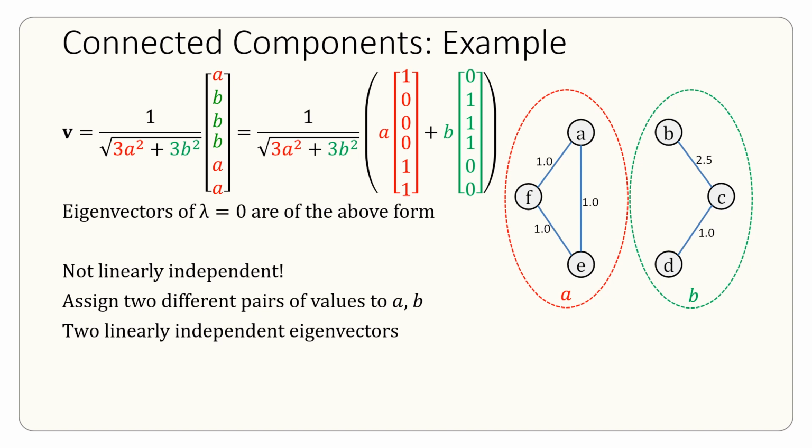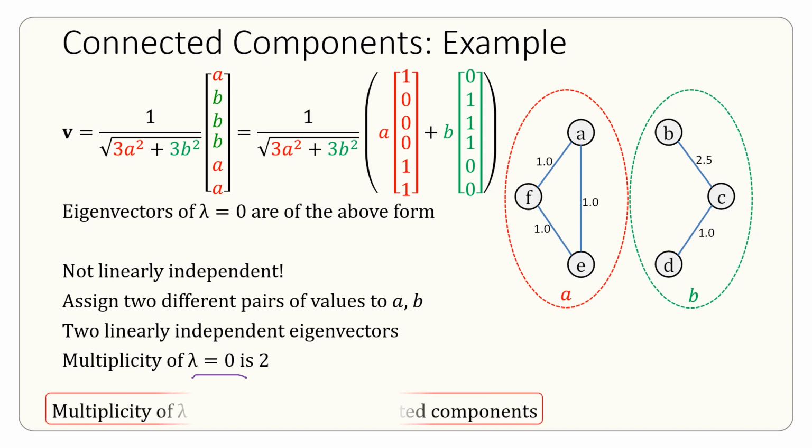Now, they were not all linearly independent. So what we can do is we can assign two different pairs of values to A and B, maybe 1, 0 and 0, 1. And so we get two linearly independent eigenvectors. Since we have two parameters A and B, we can only get two independent eigenvectors. Therefore, we see that the multiplicity of lambda equals 0 is 2.